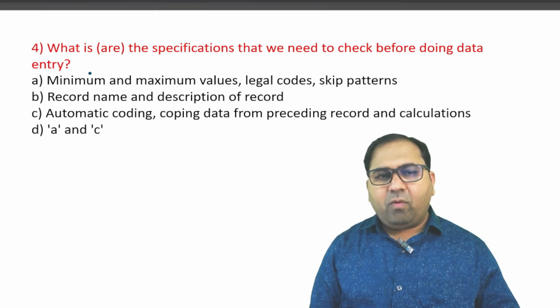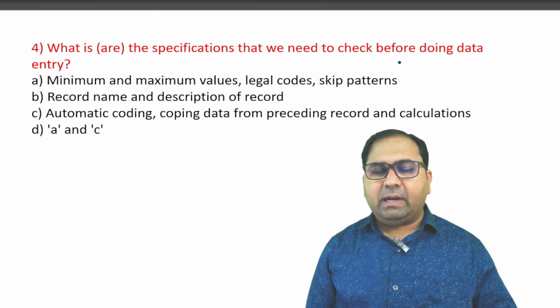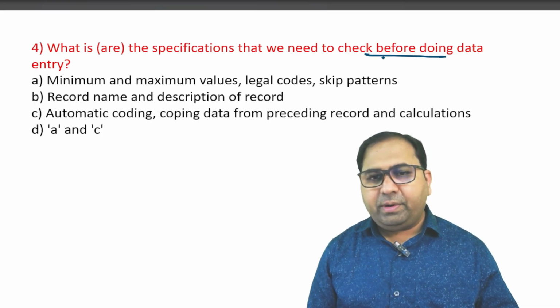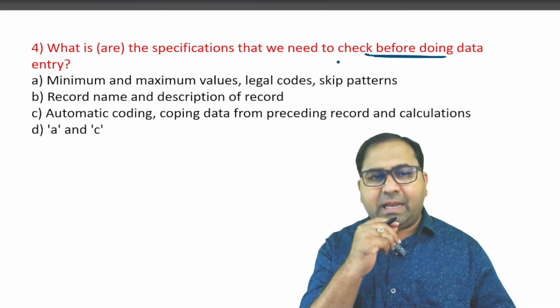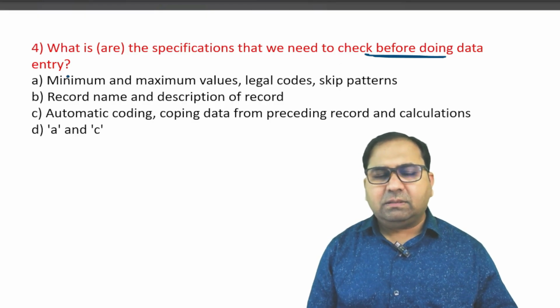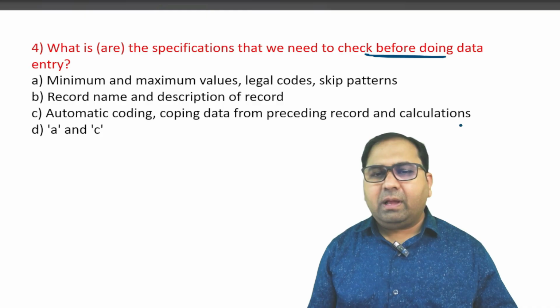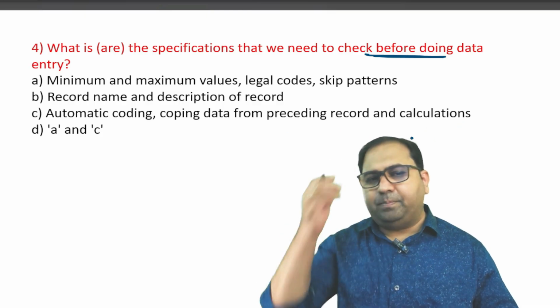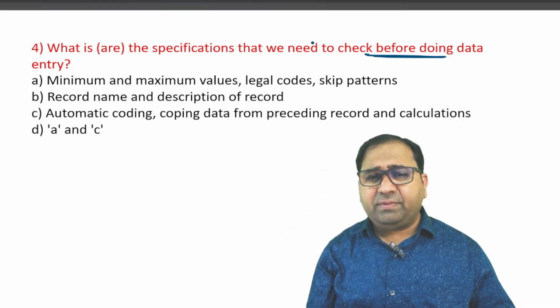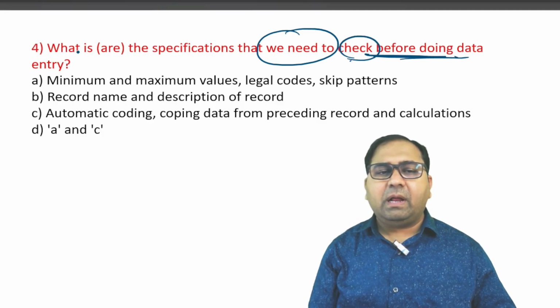Next question. What is or are the specifications that we need to check before doing data entry? The options are A. Minimum and maximum values, legal codes and skip patterns. B. Record the name and description of the record. C. Automatic coding, copying data from preceding record and calculations. So what are the specifications that we need to check before doing data entry?